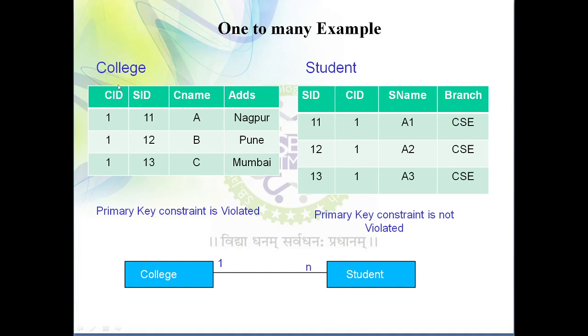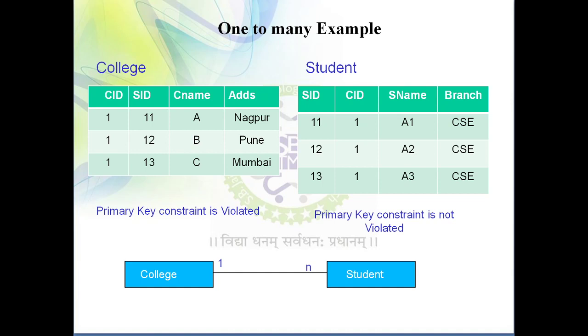Suppose here I have two tables, one is a college table and the second is a student table, or you can say I have two entities, college entity and student entity. What kind of relationship exists between college and student? You can say one college has many students. In that case, with has, we are not going to create a table called has.